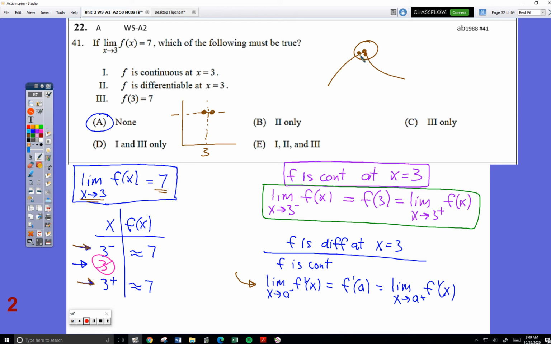What differentiable is referring to is I have to be able to find a slope on the left, a slope on the right, and a slope in the middle that are all the same. Because differentiable means I can find the slope. That's why this definition talks about f prime, and this definition talks about f. Did that help at all? Okay, 2 points.